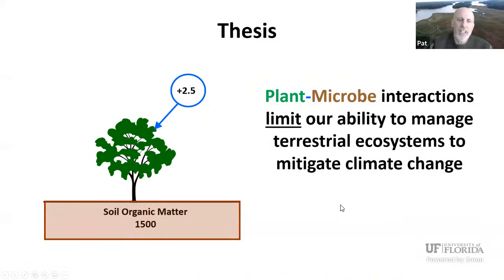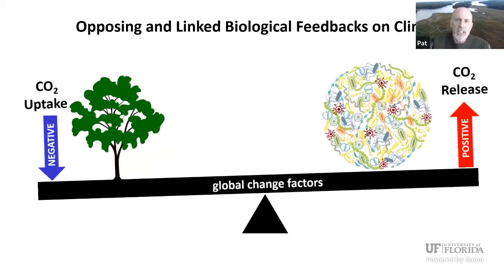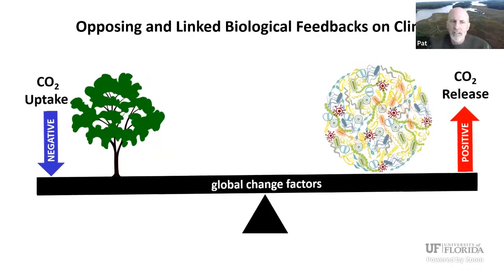So the thesis that I'm going to propose for this talk is that plant-microbe interactions limit our ability to manage terrestrial ecosystems for climate change. And I underlined limit there because it doesn't prevent it. It just places limits on it. And if we understand the processes that underlie these limits, then we have a better idea of how to manipulate them. And the limits I'm thinking about in particular are basically opposing but linked biological feedbacks.